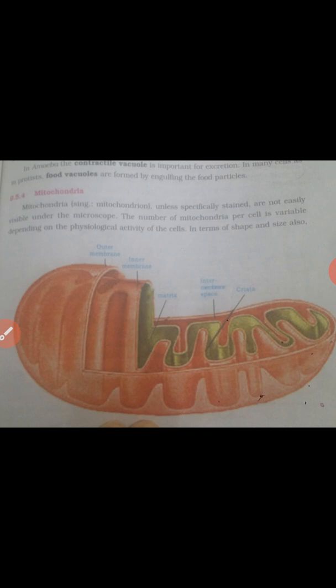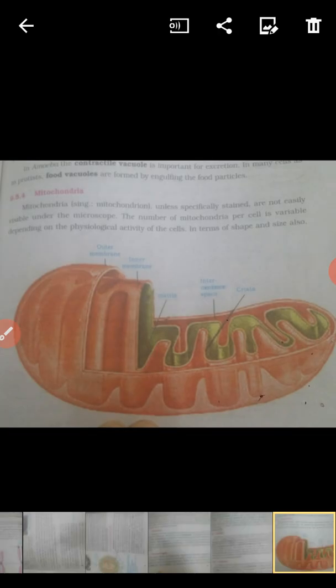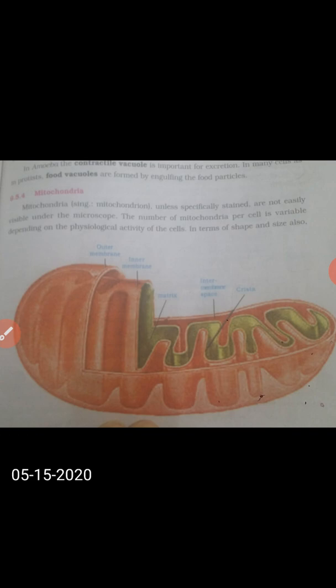The number is more in animal cells than in plant cells. So, in plants, there are fewer mitochondria than animal cells. The number of mitochondria is more in meristematic cells than permanent cells. The diameter of mitochondria ranges from 0.2 to 1 micrometer and 1 to 4.1 micrometer in length. The ultrastructure of mitochondria.